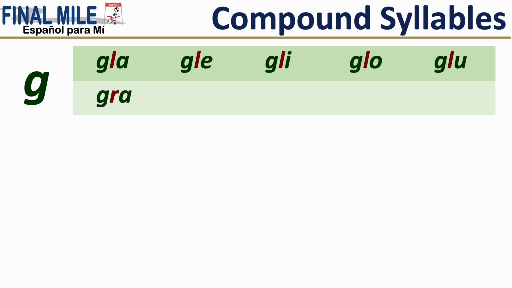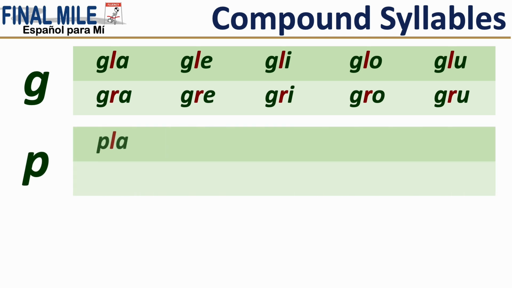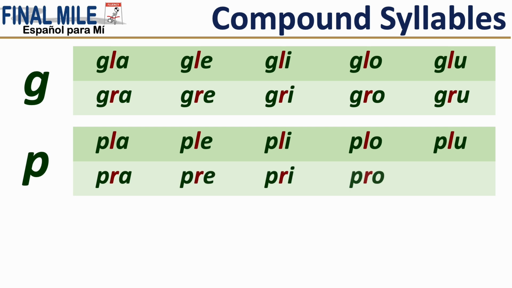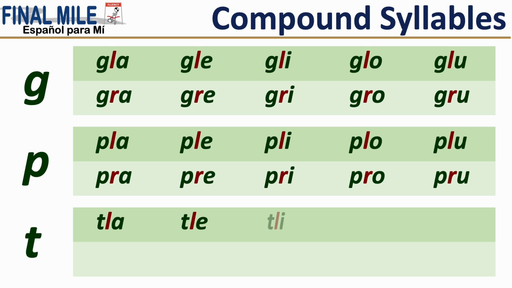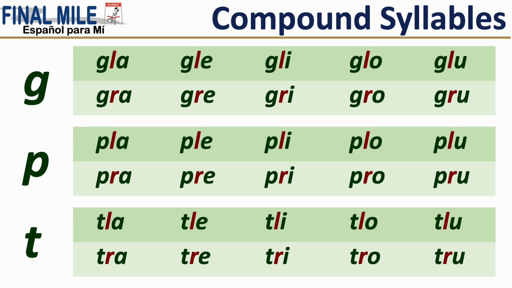Okay, pronounce these out loud. This is your opportunity to lay down a solid foundation. Gla, gle, gli, glo, glu. Gra, gre, gri, gro, gru. With P. Pla, ple, pli, plo, plu. Pra, pre, pri, pro, pru. Same with T. Tla, tle, tli, tlo, tlu. Tra, tre, tri, tro, tru.